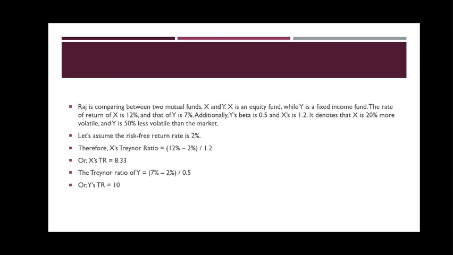Without calculating this, an unknown person can say X has given better return because it has 12%. Y is giving less return because 7%. No. Y is better because for a given 0.5 risk, it is giving 7%. Whereas by taking 20% more risk than the market, 70% more than Y, X is giving only 12%. It has to give beyond 12%, then only X is better. So Treynor ratio helps in comparing mutual funds. For one beta, how much return we are getting, we can say.